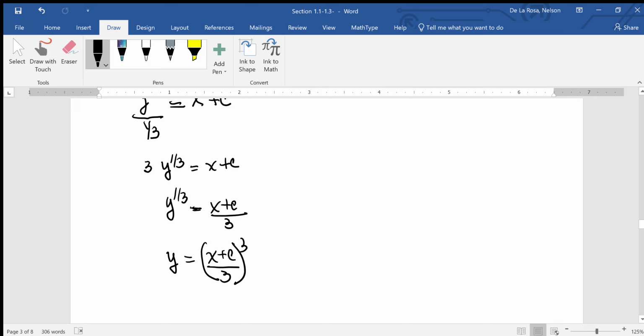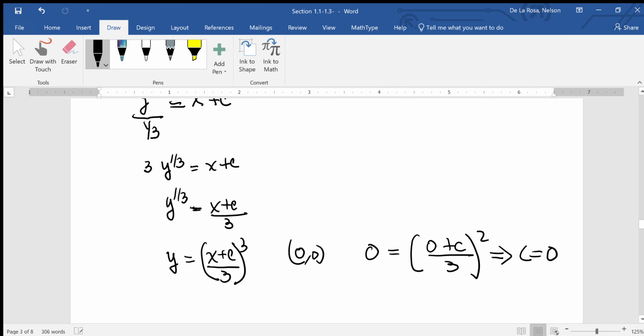Okay, the C parameter is going to be symbolized by C. Now, the condition was (0, 0). If we replace this condition in the equation that we have, 0 equals 0 plus C divided by 3 squared, then from here you can find that C is 0. And then our solution is x to the third divided by 27, because C is 0, right? 3 to the third is 27, x to the third is x to the third.